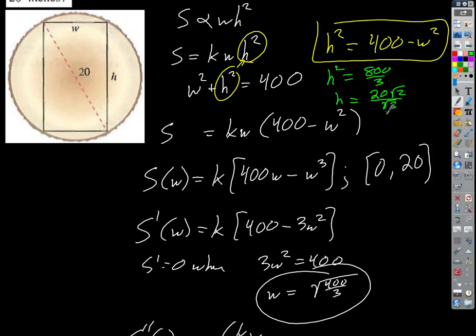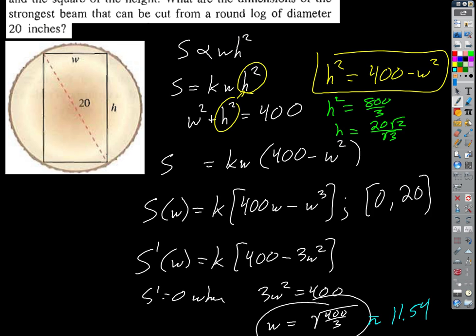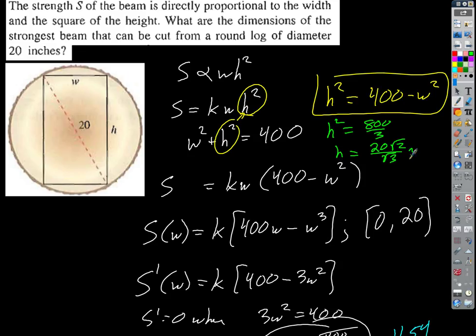Right? So we could rationalize that if we want to. We'd probably just make it a decimal. So what are those roughly, just as decimals? I'm just kind of curious what we get for answers here. W is 11.54, and for H I got 16.3. Say it again? 16.33.